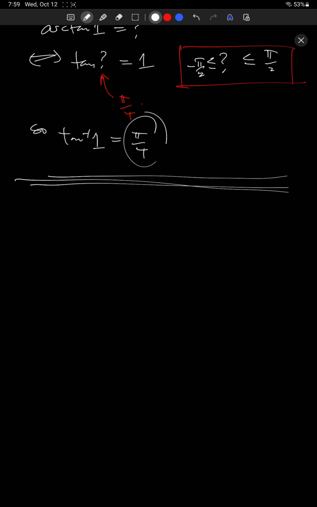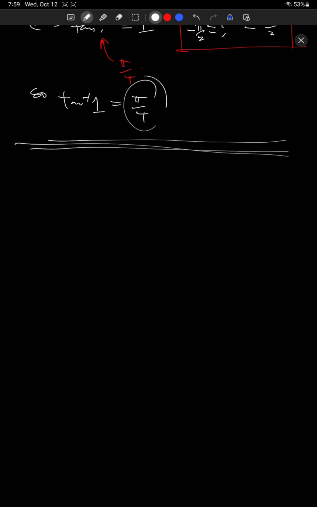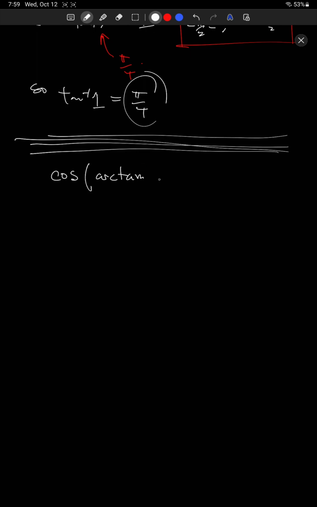Okay, so finally, let me do one more thing. This is a nice way to shortcut some computations, and also a nice way to allow us to rewrite some expressions in a very nice way. So what I mean by this is, let's say I'm asked to compute cosine of arctangent of x.